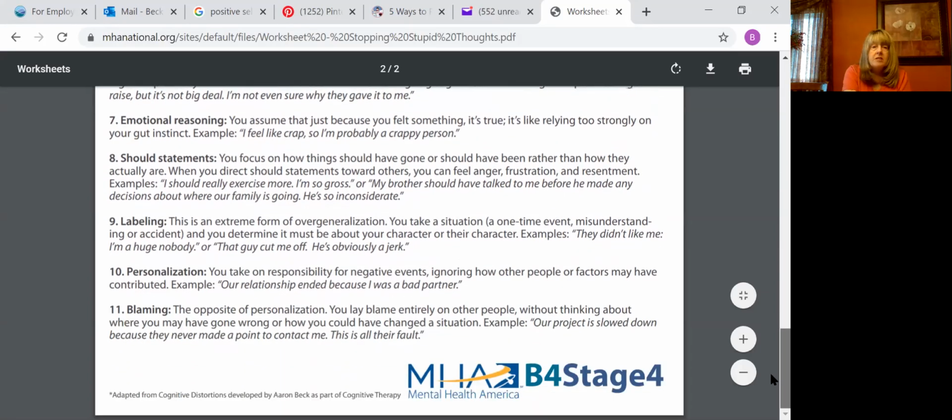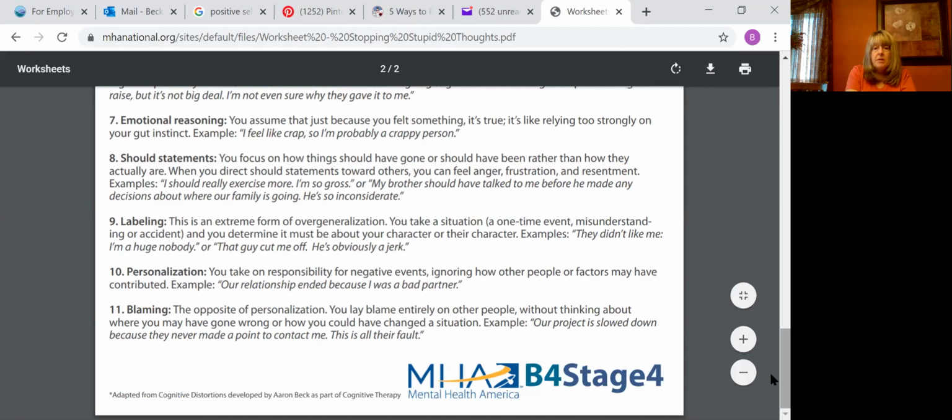Then there is personalization. You take on the responsibility for negative events, ignoring how other people or factors may have contributed. So if your boyfriend or girlfriend breaks up with you, you assume they broke up with you because you're not a good person to date, that you did something wrong that ruined the relationship. Whereas, it takes two people to make a relationship successful and happy. So there's probably other things that contributed to it, not strictly something you did.